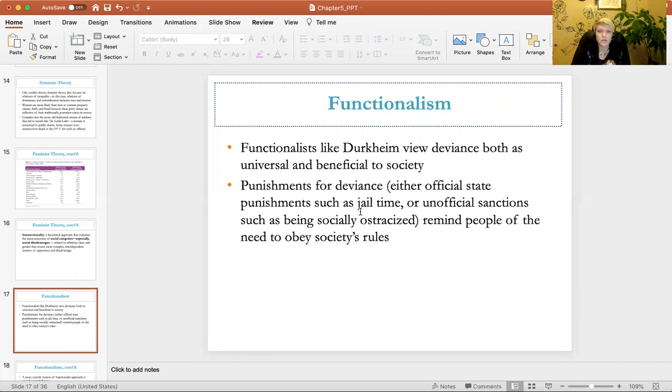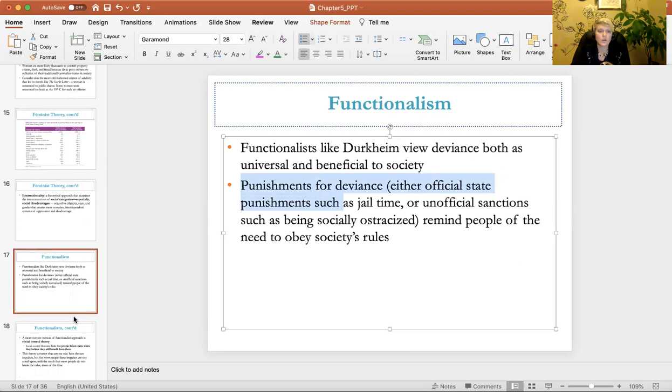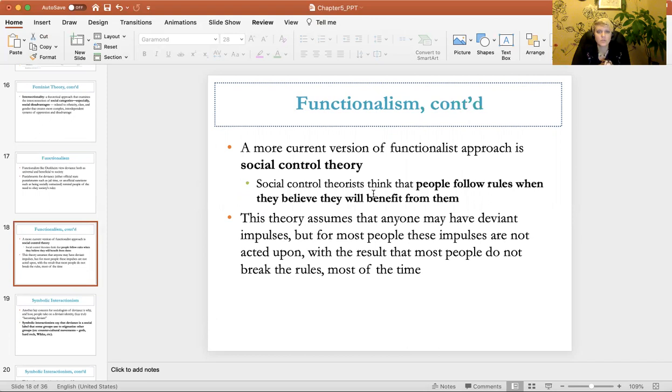Functionalists, like Durkheim, also viewed deviance as beneficial to society. Why is that? Because we want to establish a baseline of good behavior and then have punishments for deviance, so that we deter people from committing crimes. Social control theory is a way to describe this. Social control theorists argue that people follow rules when they believe that they will benefit from following these rules.